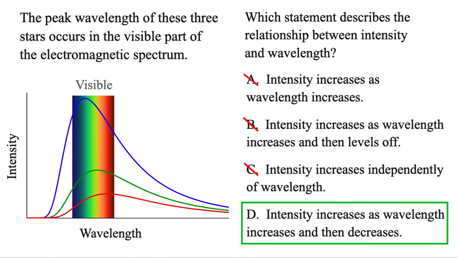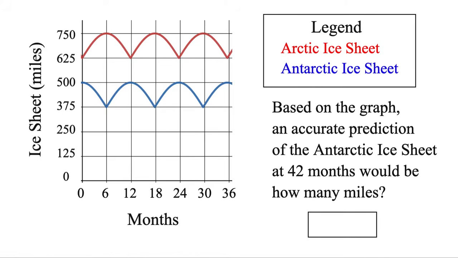Okay, and just one final type. Based on the graph, an accurate prediction of the Antarctic ice sheet at 42 months would be how many miles? Well, we know we're interested in the Antarctic, so just the blue graph. And then at 42 months, that'll be somewhere out here, so let's add that. But notice we just keep going up by 6 months each time. So adding 6 to 36, that'll get us to 42. So we just want to go one more section. We know it's going to go back down again. Let's draw that. And that's the point we're interested in.